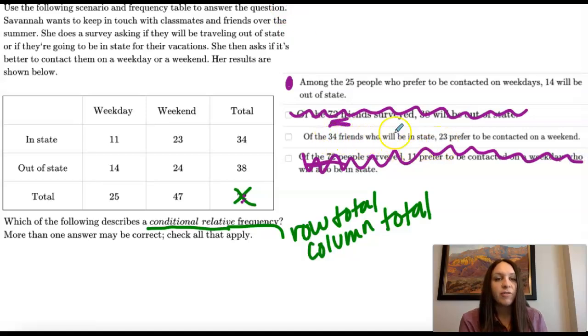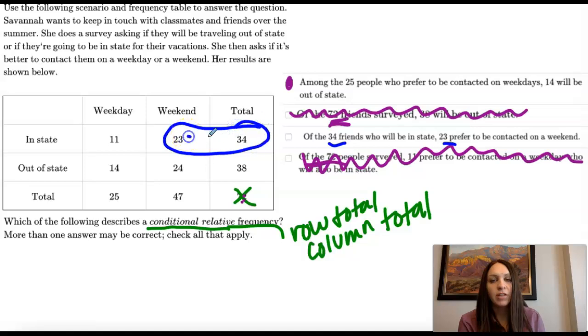Of the 34 friends who will be in state, 23 prefer to be contacted on a weekend. So now we're looking at a row. We're looking at these 23 out of this 34. So that is correct. That's conditional relative.